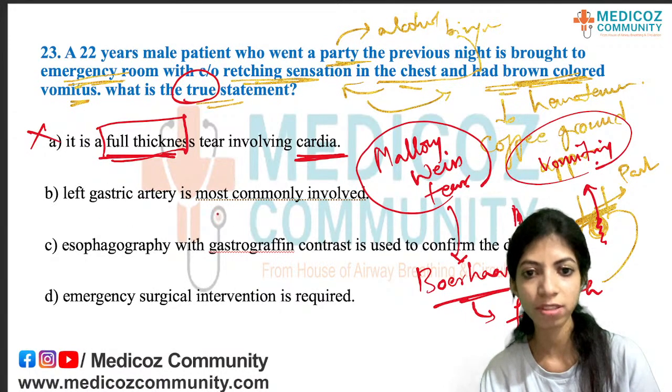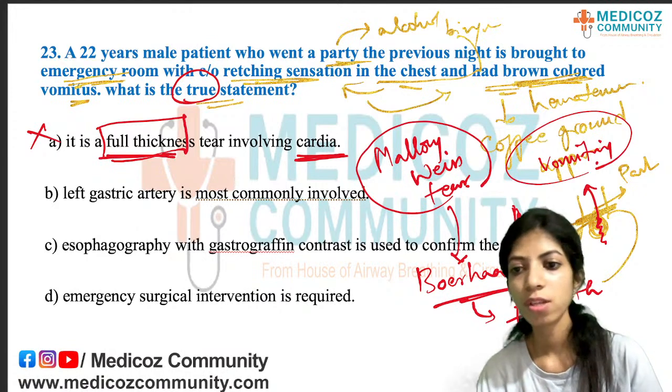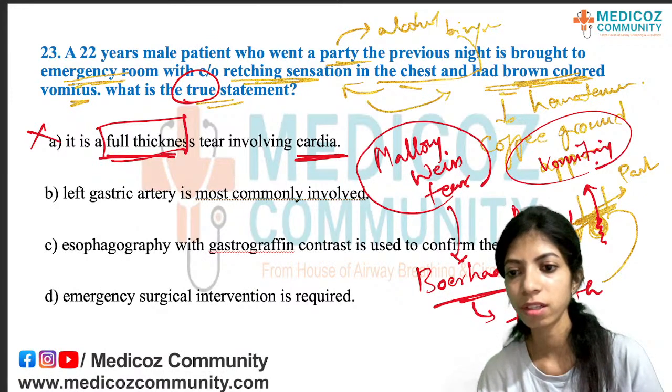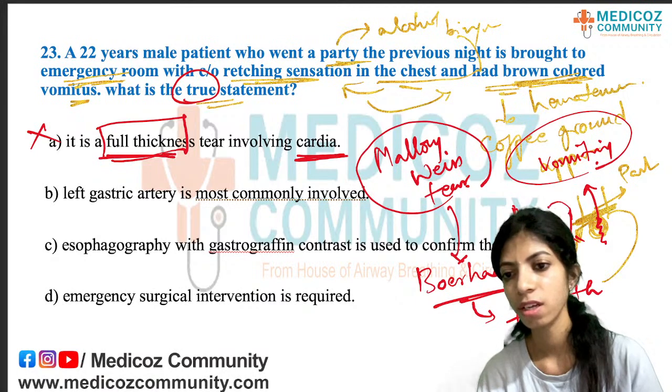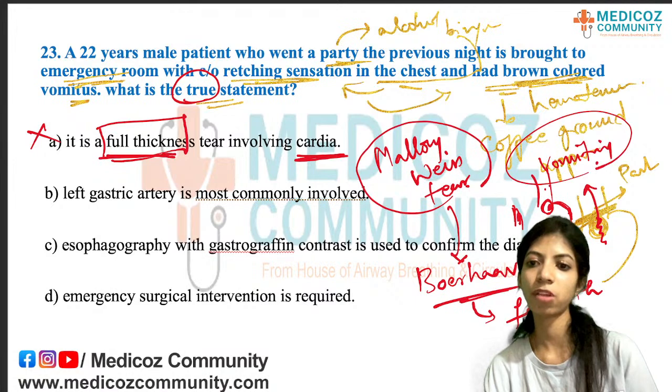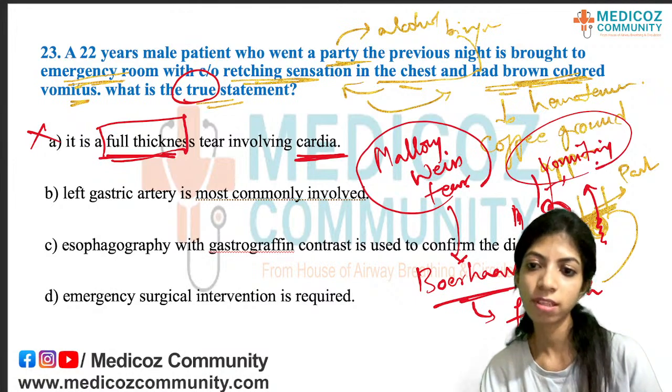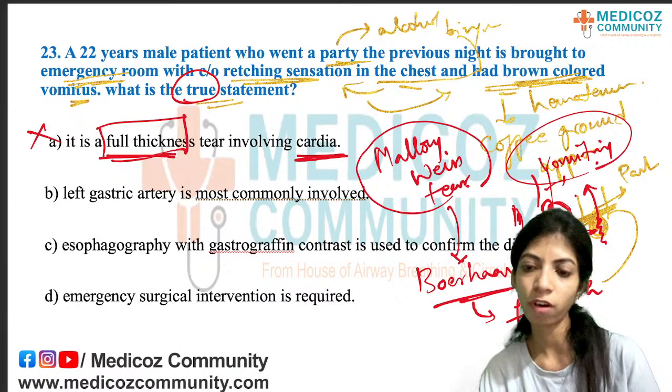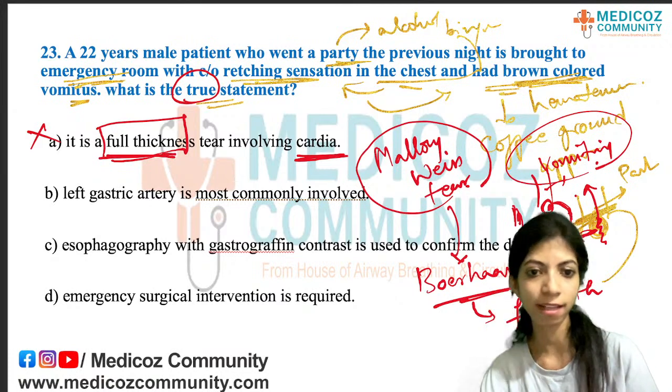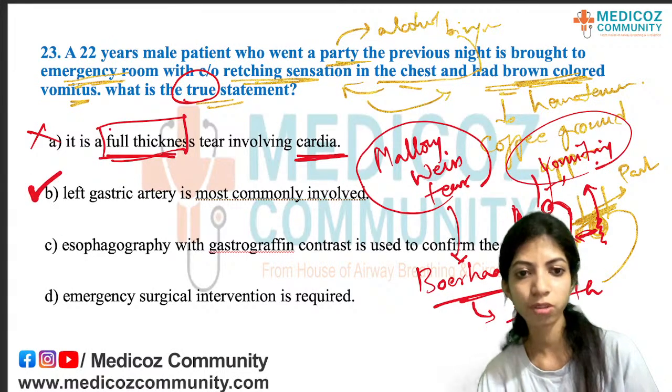Option B, left gastric artery is more commonly involved. So what is the artery supplying here? It is your left gastric artery, which is the branch of the celiac trunk, which is a branch of again your aorta. So this left gastric artery is more commonly involved while this partial tear has occurred. So this is the correct option.